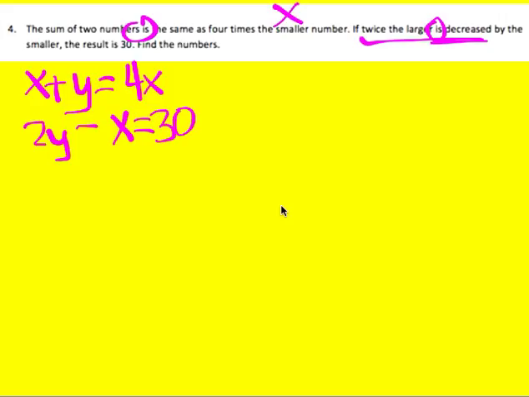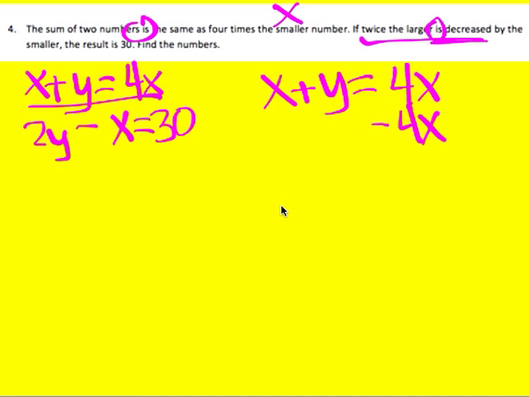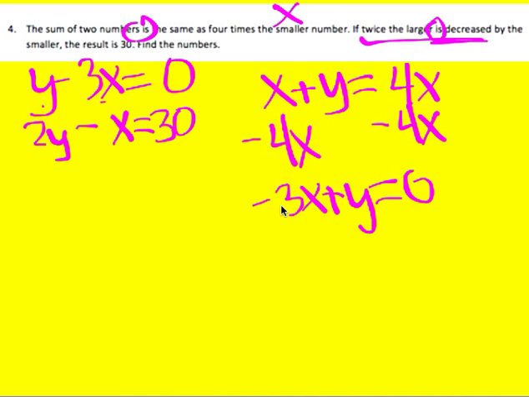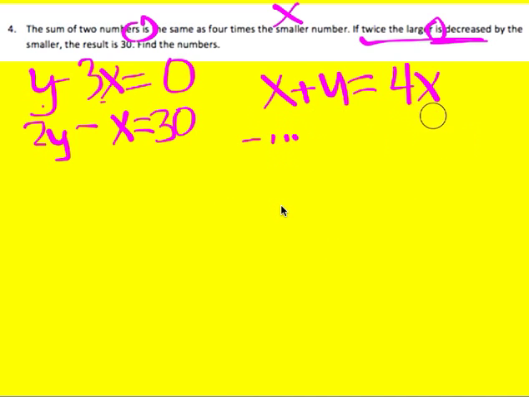So let's set this up in a way that elimination is going to make sense. First thing I need to do is bring this 4x over to the other side. So if x plus y is equal to 4x, I'm going to subtract 4x from both sides, and I get negative 3x plus y is equal to 0. I'm going to erase this and put this in its place. I'm going to put the y first simply because of the order. Remember, when you're setting up elimination, you want your same letters in the same column.